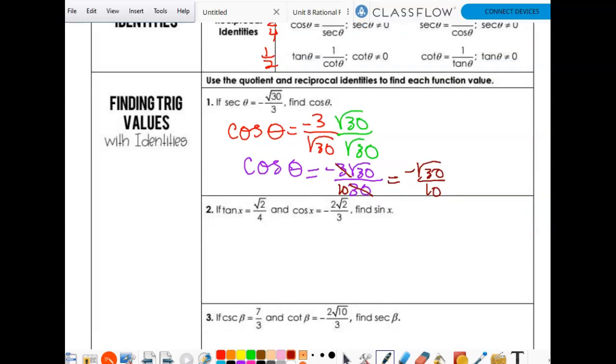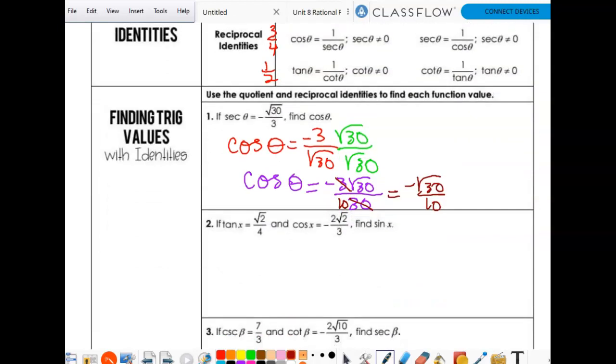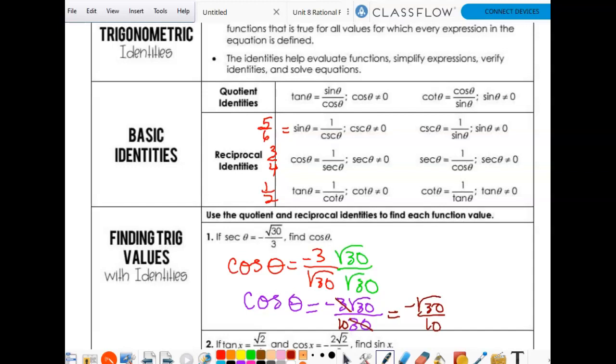All right, so the next one, I got the tangent, and I got the cosine, and I want to find the sine. So what am I going to use? Am I going to use 1 over the cotangent? Is that going to help me? I need to find one that has tangent, cosine, and sine. I need all 3 of them. Is there one that has the 3 of them? What's at the very top? What does tangent equal? Sine over cosine. So is that all 3 things together? So if I have 2 of them, I can find the third.